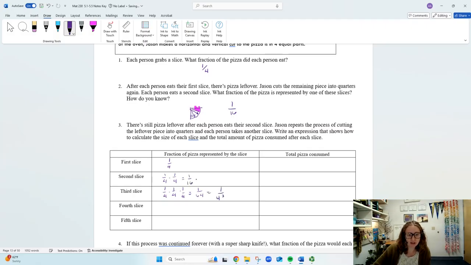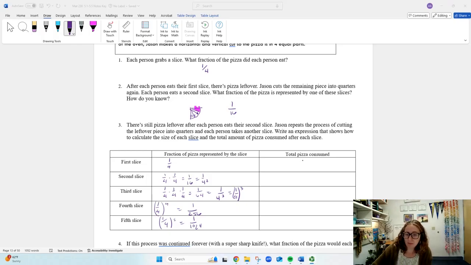Maybe you have started to actually see a pattern here. My second slice is 1/4 squared, or to the 2nd power. My third slice is 1/4 to the 3rd. I could also write it as 1/4 to the 3rd because I'm just multiplying that 1 kind of up top. So go ahead and finish out the rest of these. And then we're going to figure out how much total pizza was actually consumed.